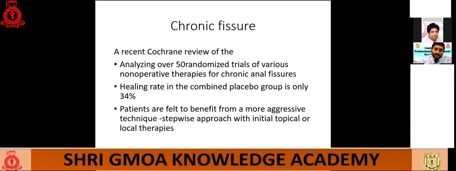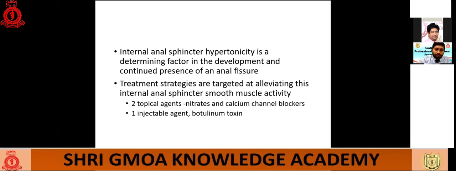Likewise, for chronic fissures, they have done 50 randomized control trials comparing non-operative therapy for chronic anal fissures, and the healing rate was 34%. So chronic anal fissures are difficult to manage. Why are chronic fissures difficult to manage? Because they have an inherent problem in the internal sphincter. Internal sphincter hypertonicity is the main problem in chronic fissures. So we have to treat the internal sphincter hypertonicity to tackle these kinds of problems, right?